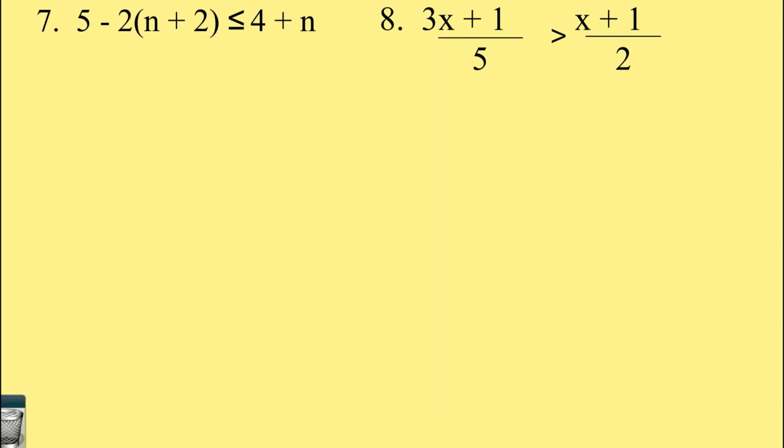So I encourage you guys to try these on your own. All right, 7 and 8. Pause it. Give it a go.